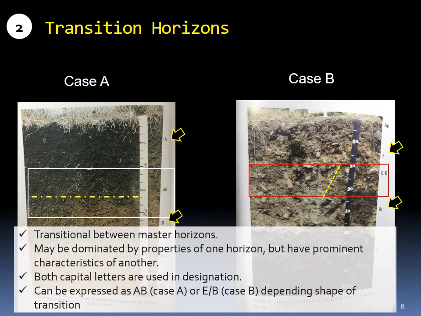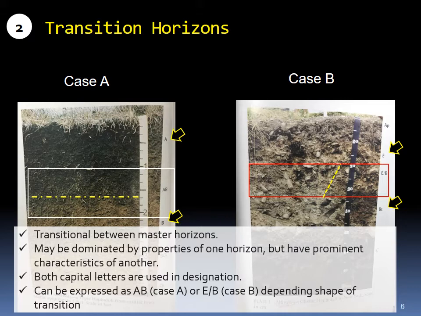To understand more, the transition horizon exists in a soil profile as a transition between two horizons, and you can see that we indicate them with capital letters depending on the horizons that they are between. As in case A, they are represented as AB because it's a transition horizon between the horizon A and horizon B.